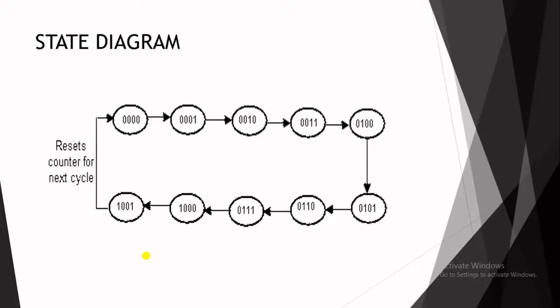Here is the state diagram. So this counter counts 0000 to 1001. Okay, and after that, this is the 9 number, and after that this resets the counter for the next cycle, and the next output is 0000. Okay, so in this way the decade counter works.